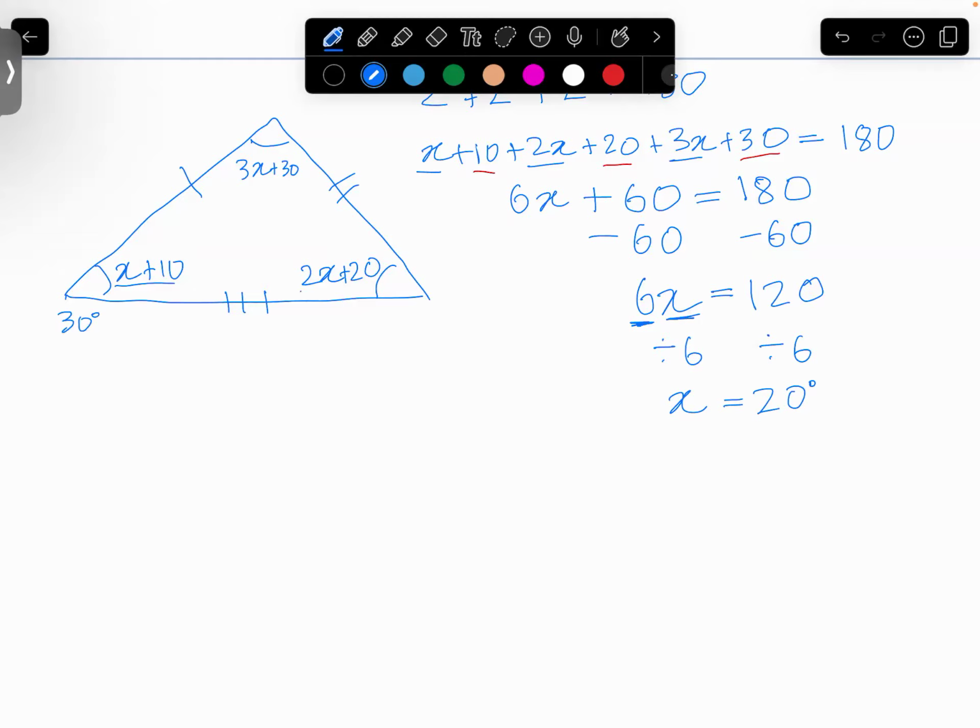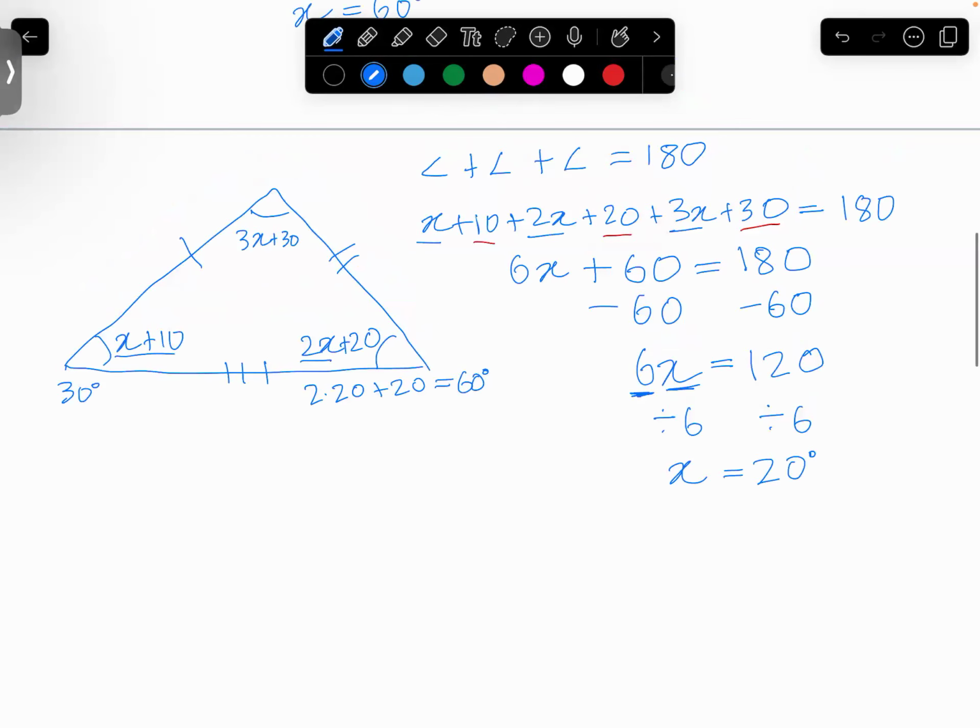This one is 2x plus 20, so really just 2 times 20 plus 20, or 60 degrees. And this one is 3x plus 30, so 3 times 20 plus 30, which is 3 times 20 is 60, plus 30 is 90 degrees. So this is a 30, 60, 90 triangle.